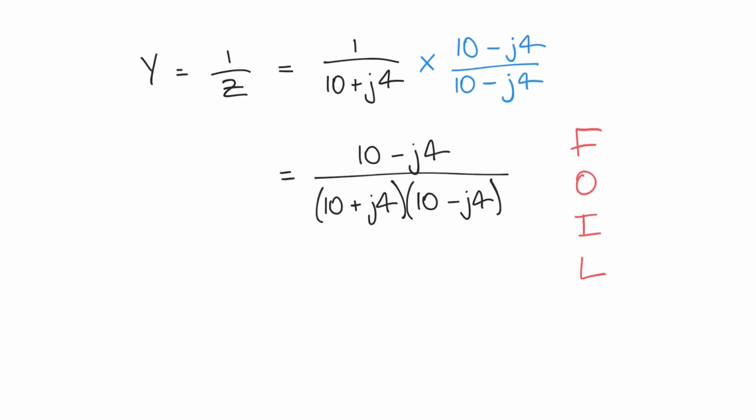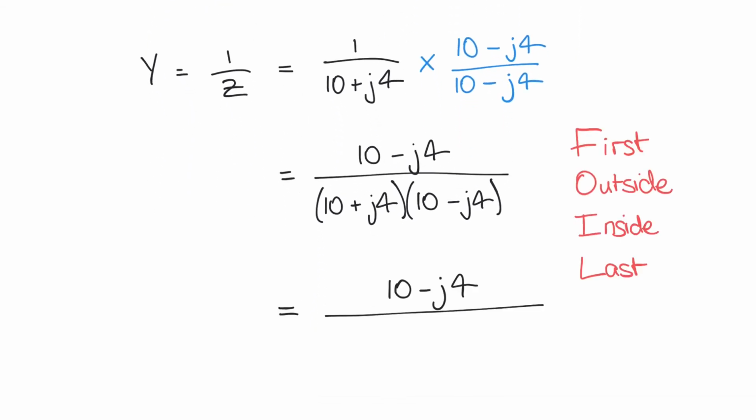Again, I tend to use this FOIL acronym. So the first two terms in each bracket, the 10 and the 10, multiply to give us 100. The outside, or the outermost two terms, 10 times minus j4, is going to give us minus j40. The innermost or inside terms are going to give us plus j40. And the last two terms, plus j4 multiplied by minus j4, is going to give us minus j squared 16.